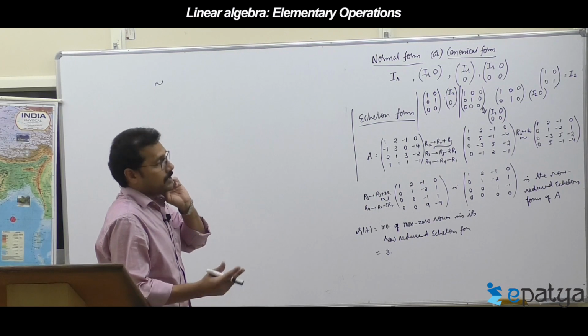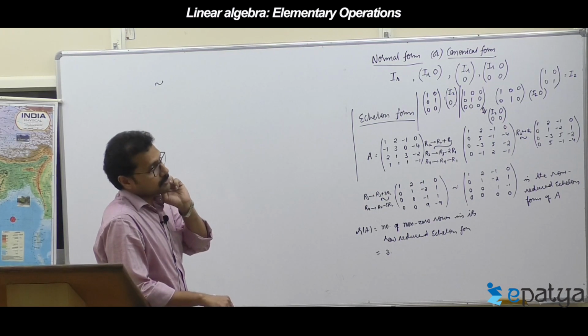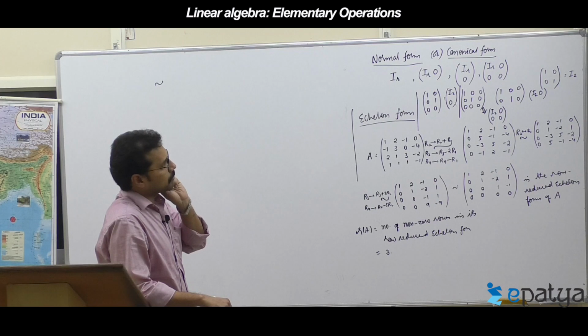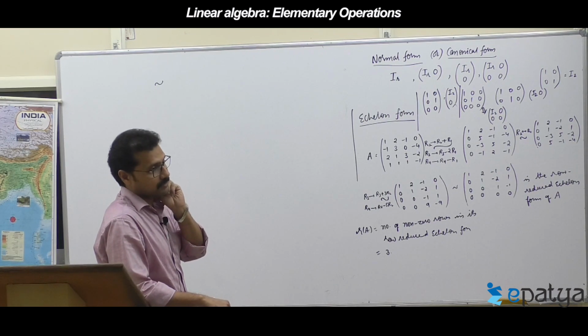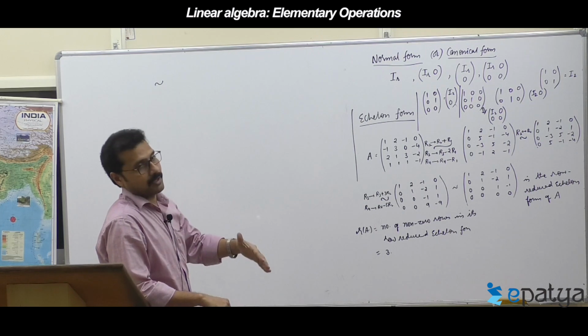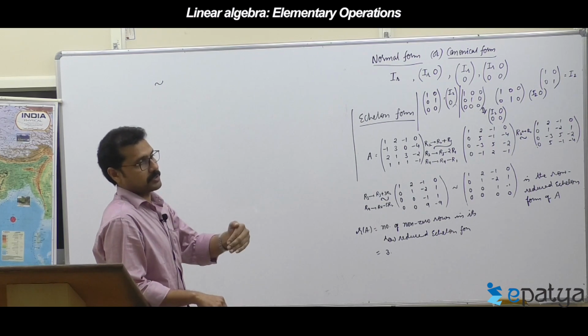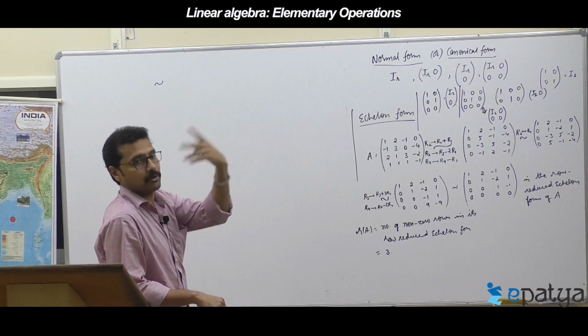Column operations, elementary operations. You can use column operations also. If it has to be only row reduced to normal form, it cannot be done like this. It works for a square matrix, or else you should have the number of rows more than the number of columns. Then only you can have row reduced to normal form.